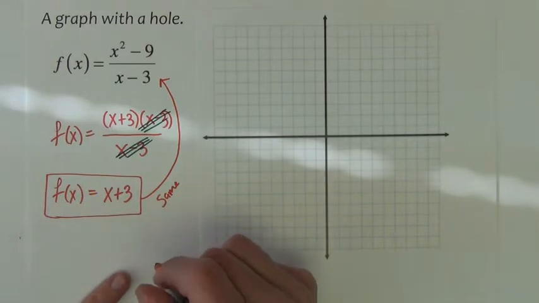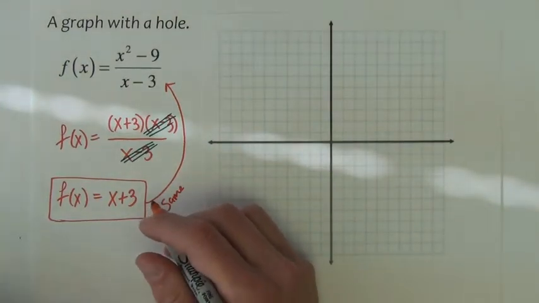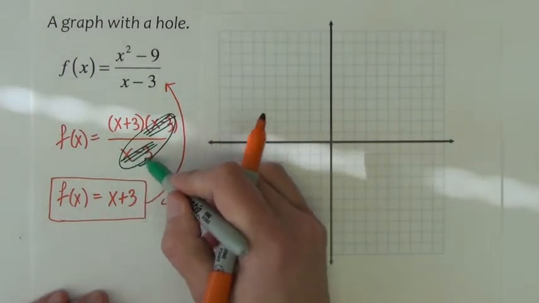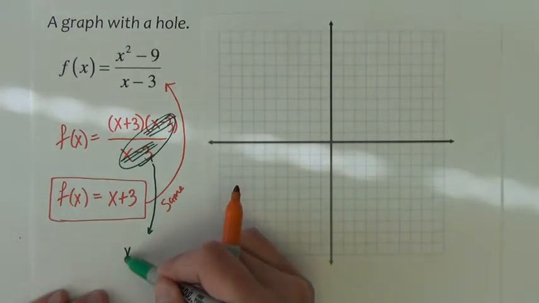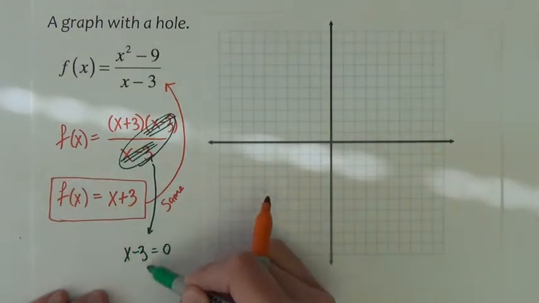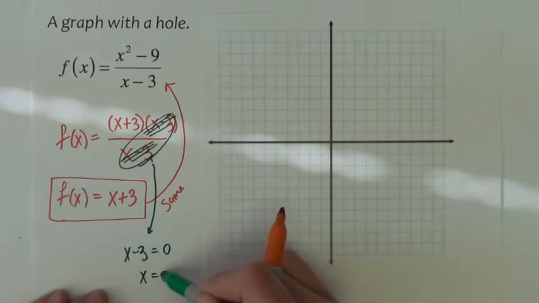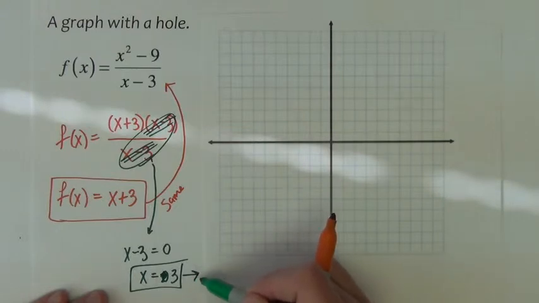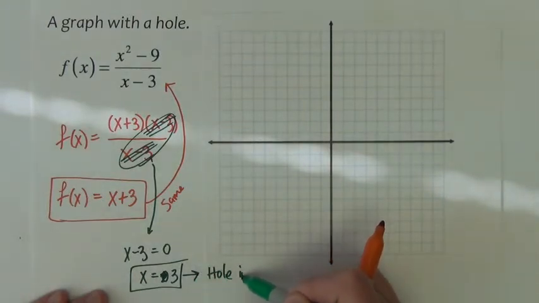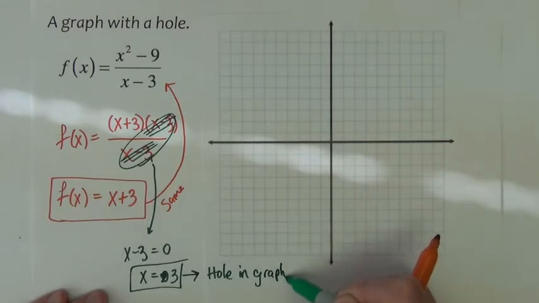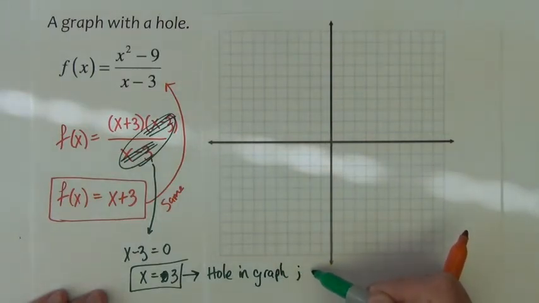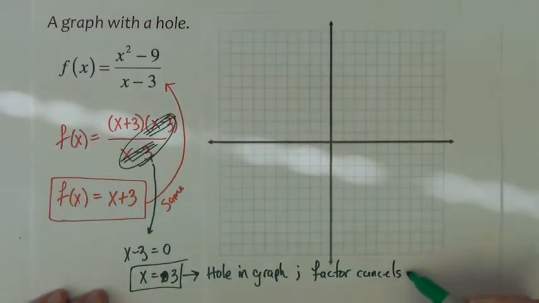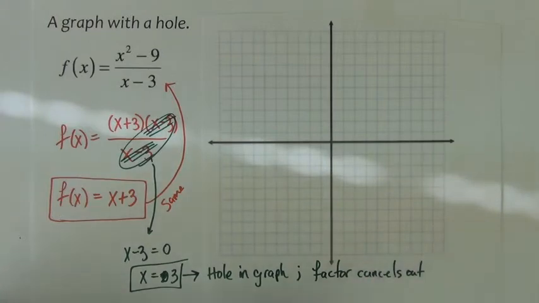And the point that it's not the same is the point that comes from the denominator of that fraction. If I take the denominator that I canceled out, x minus 3, set it equal to 0, and solve for x, I get x equals 3. At 3, there's a hole in the graph. That only happens when the factor cancels out, as it did in this particular problem.